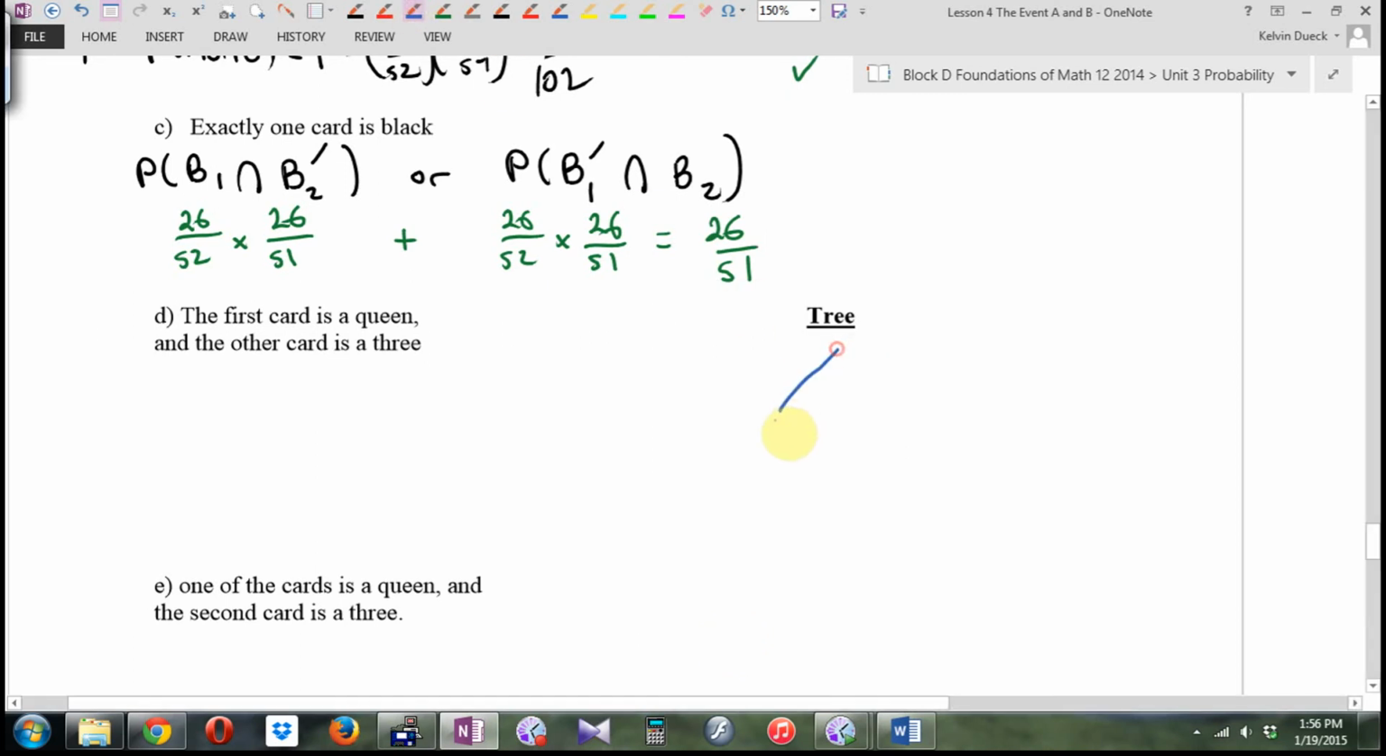And so a lot of students will go like this. They'll go, oh, queen on the first, not queen on the first. How many queens are in the deck? 4. Out of? So they'll go 4 out of 52 and 48 out of 52. And then they'll say, what does it want for the second card, Ashley? And the other card is a 3. And so they'll say, come on.